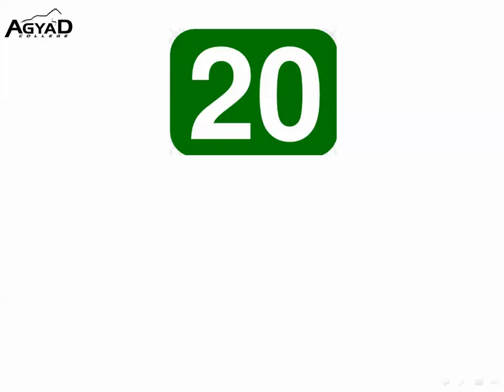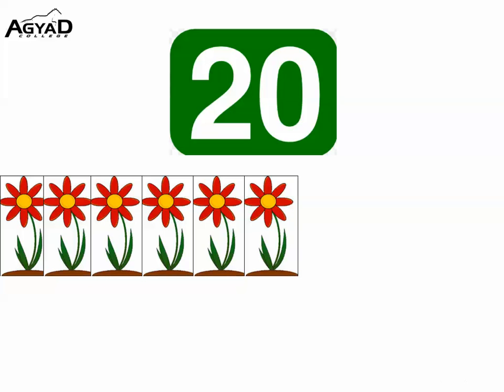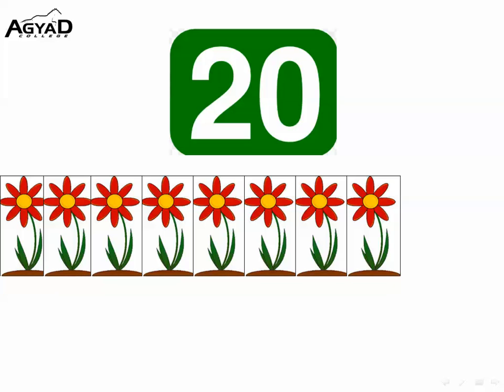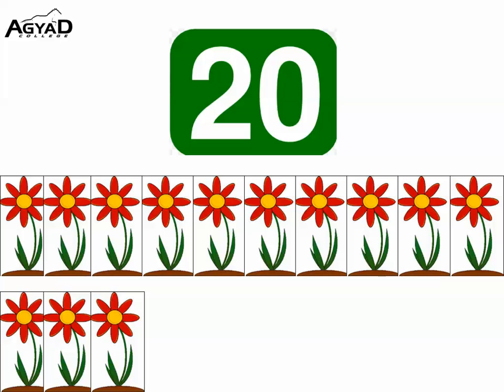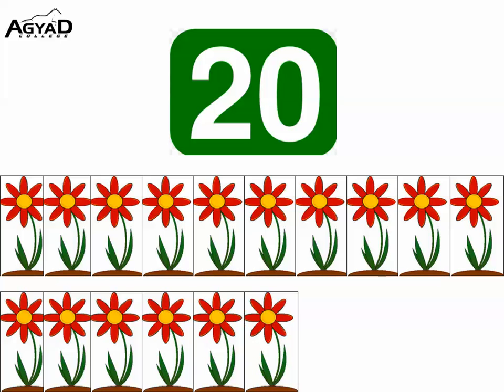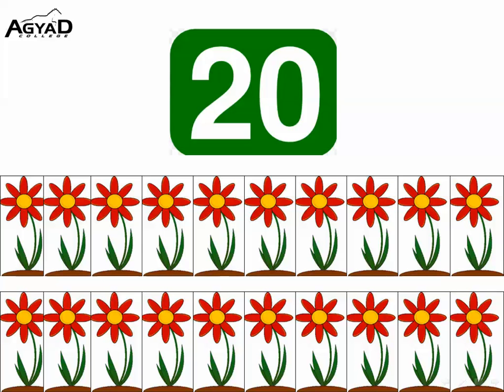Let's count together 20 flowers. Okay, so this is 1, 2, 3, 4, 5, 6, 7, 8, 9, 10, 11, 12, 13, 14, 15, 16, 17, 18, 19, 20. Very good, KG1. So these are 20 flowers, okay? And to write 20, how do we write it? It's a 2 and then a 0. So 2 and 0, it's 20. Very good, KG1. Now, let's practice some addition.